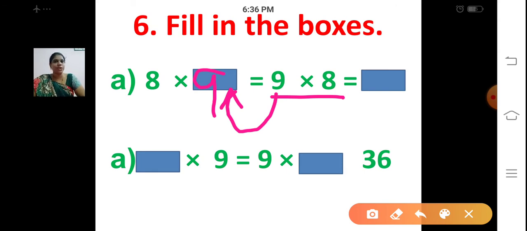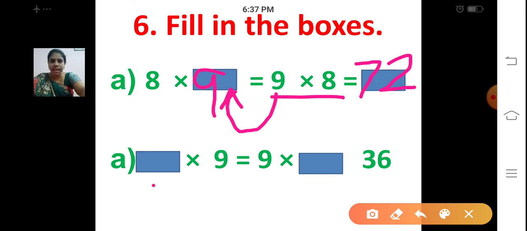Now tell me the answer for 9 eights are? 72. 9 eights are 72. In the second box write 72. Have you all written? Yes, 8 into 9 is equal to 9 into 8. So the answer is 9 eights are 72. Now let's move on to the next one.